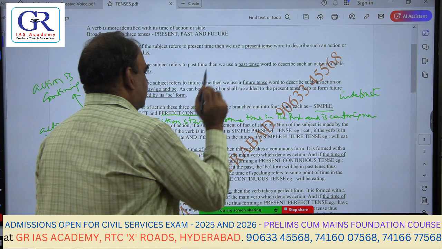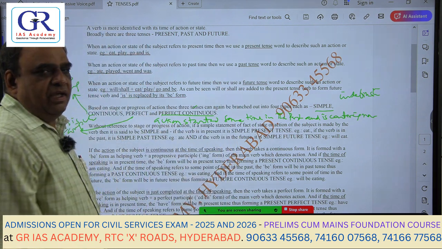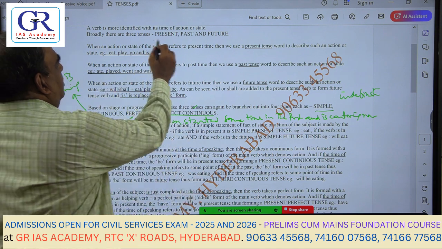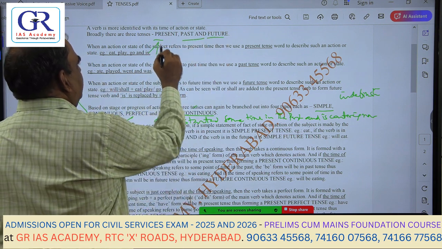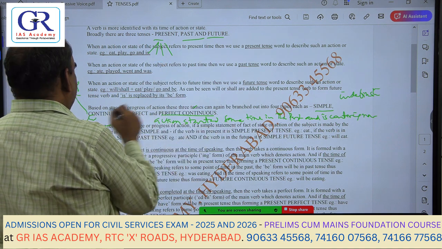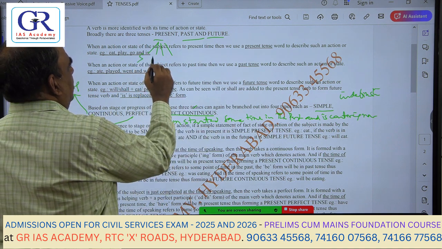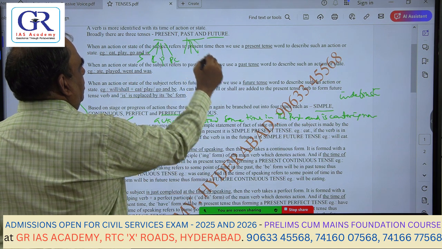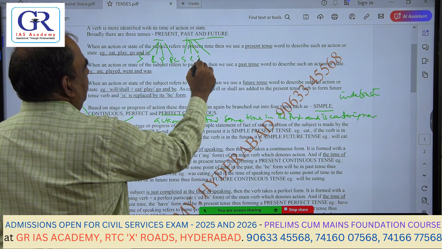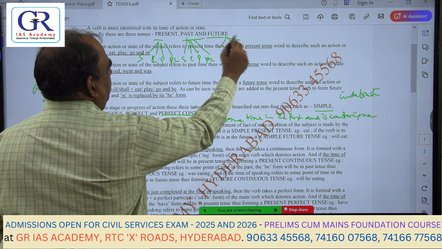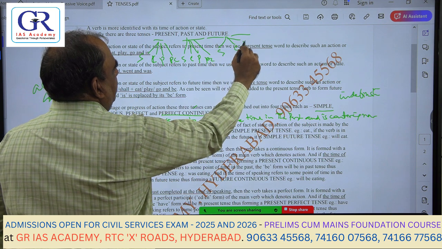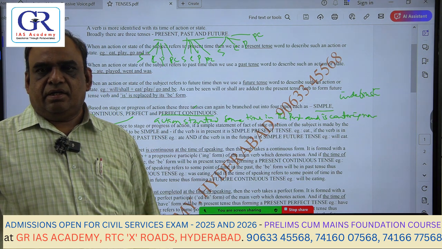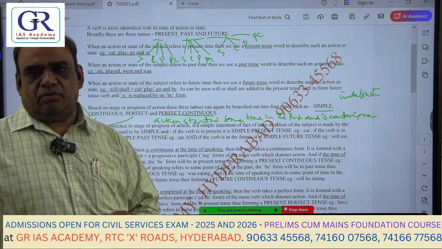So we can see that all the three tenses which were divided on the basis of time as present, past and future, again each one is divided into four: simple, continuous, perfect, perfect continuous. This is also into four. This is also into four. So totally how many tenses are there? 12 tenses are there which we have studied till now.